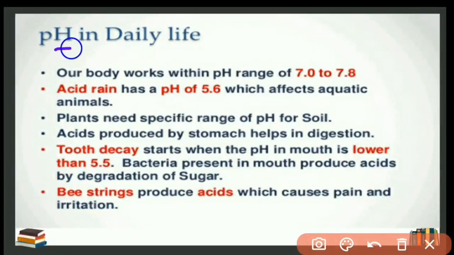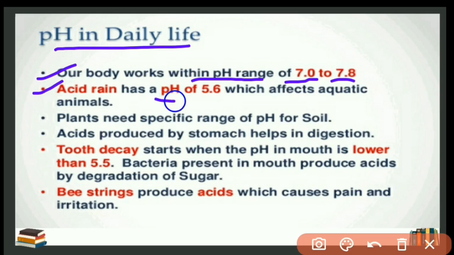Importance of pH in our daily life. Our body works within a specific pH range, that is 7.0 to 7.8. Below and above this pH range our body metabolism does not work properly, so the optimum pH range is 7.0 to 7.8. Acid rain has a pH value of 5.6, which affects aquatic animals as well as plants and microorganisms.